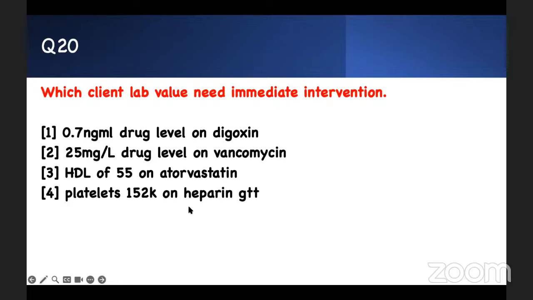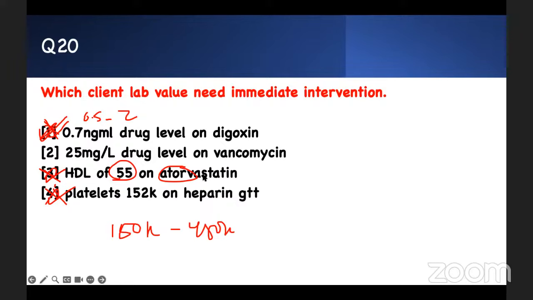So these are normals you have to know. That's why I put it there. Digoxin is normal, right? 0.5 to like 2. Platelet is normal, 150,000 to 450,000. When you're on statin, 55 is good. We want the HDL to be higher. Therefore, I have eliminated this, and that. I don't know 2, but I have to pick number 2. So this is gone, this is gone, this is gone.